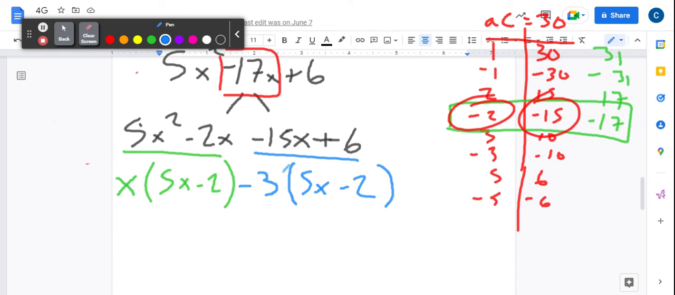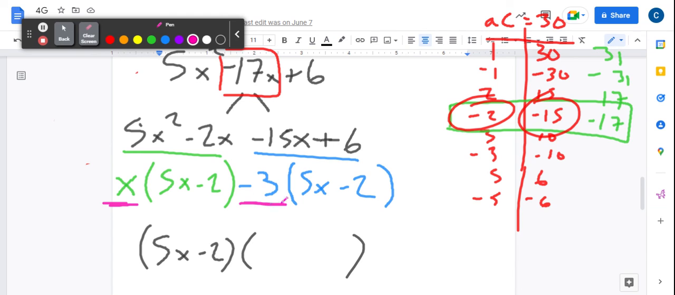So what we have now is x times 5x minus 2, minus 3 times 5x minus 2. So this is going to condense down. One of our parentheses is going to be 5x minus 2. The other parentheses is going to be what's left over here, x minus 3. And there you have it.